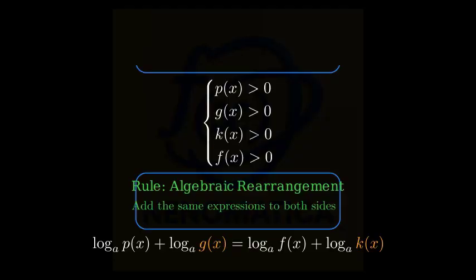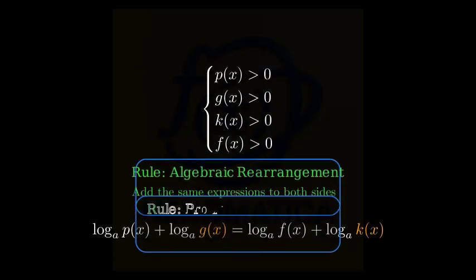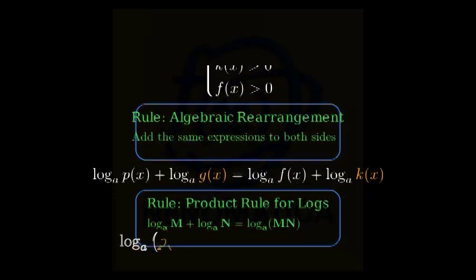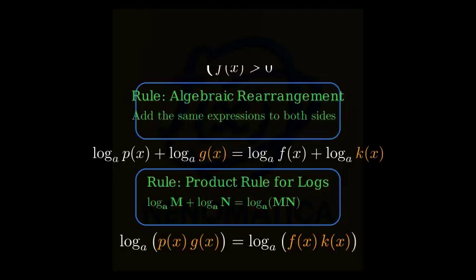Step 3. Apply the product rule for logarithms. The sum of logarithms with the same base equals the logarithm of the product. Combining each side gives log base of p of x times g of x equals log base of f of x times k of x.